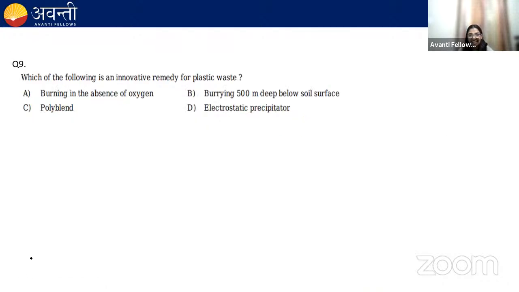Which of the following is the innovative remedy for the plastic waste? A is burning in the absence of oxygen. B is burning 500 meters deep below the soil surface. C is polyblend. D is electrostatic precipitator. The question is asking which of the following is the innovative remedy for the plastic waste? Very good, Veena.